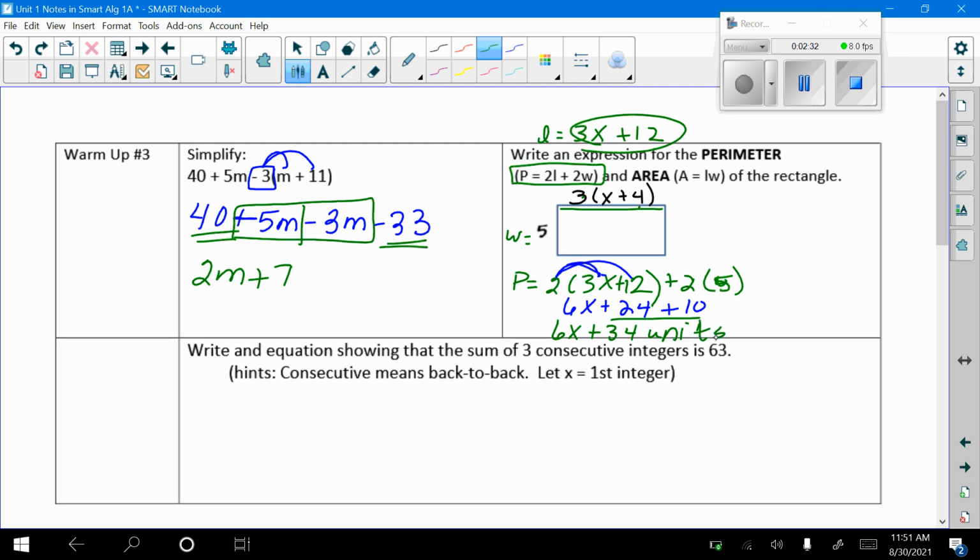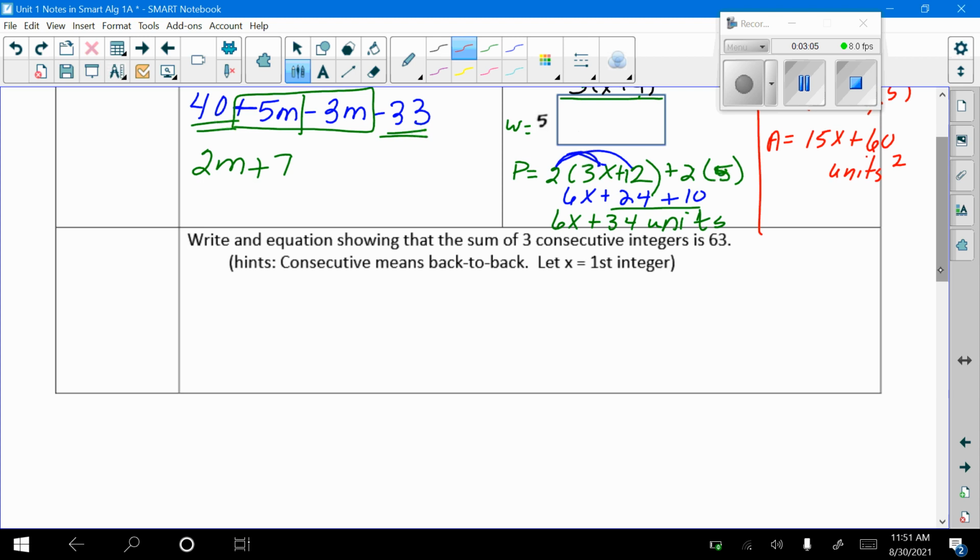For the area, I'm going to say area is equal to my length, which happens to be the 3x plus 12, times my width of 5. Even though the 5 is on the back end, I'm still multiplying it, so it's still going to be distributive property. So the area is equal to 15x plus 5 times 12 is 60. And this would be units squared.